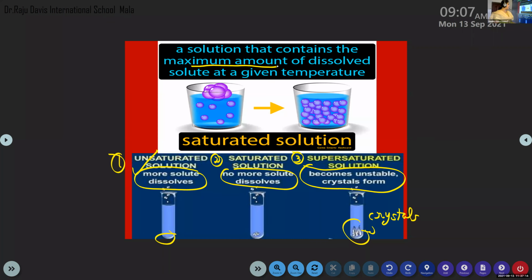Saturated, there is no meaning like that. It is the name of the solution in which solute remains without dissolving much. No more solute dissolves, or the maximum amount of dissolved solute. Those who want, you can write the first one. This is also a definition of the saturated solution: maximum amount of dissolved solute at a given temperature. Should we write that? If you require, you can write. It's not necessary. Either you write this or this.